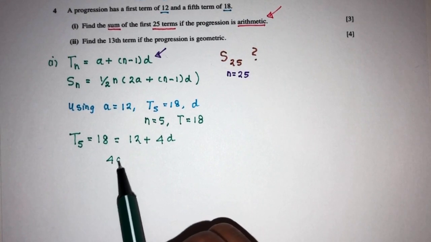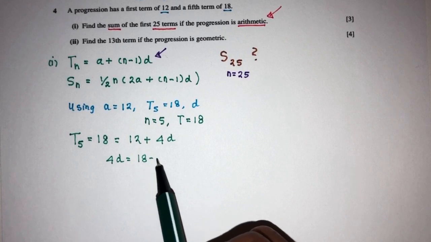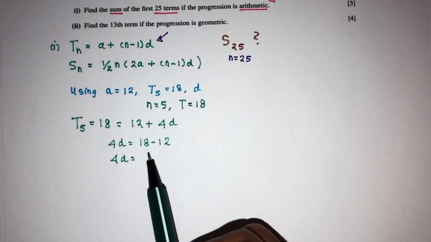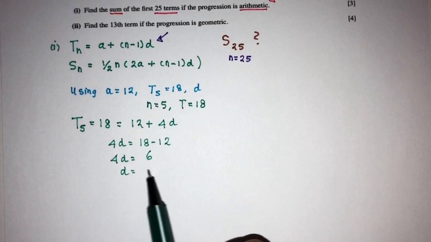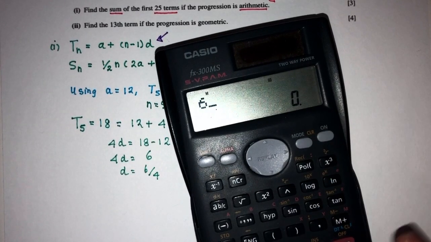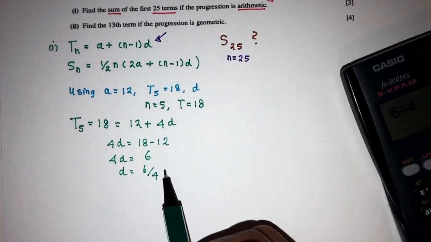So 4d will be 18 minus 12, which is 6. And d will be 6 divided by 4. Again, you can always use your calculator, no problem. That will be 1.5 as your value of d.